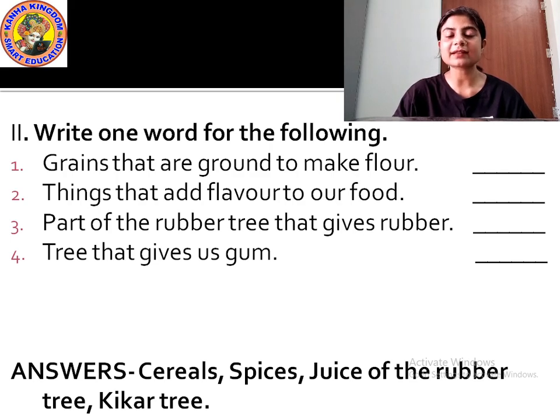Okay, I will repeat the answers. Grains that are ground to make flour are called cereals. Things that add flavor to our food are called spices. Part of the rubber tree that gives rubber is the juice of the rubber tree. Tree that gives us gum is the Kikar tree.